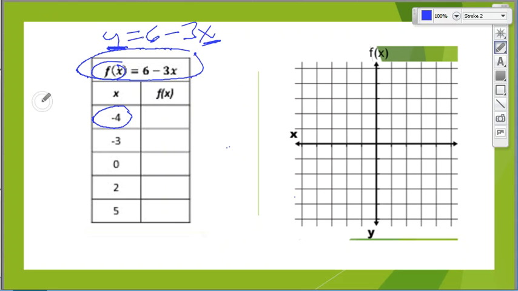So these are going to be our inputs, and these are going to be our outputs. That's another way to think about this, okay? So the x values are what we're plugging in. The y values is what we get after we plug the x values in.